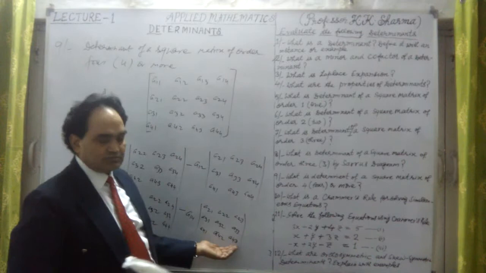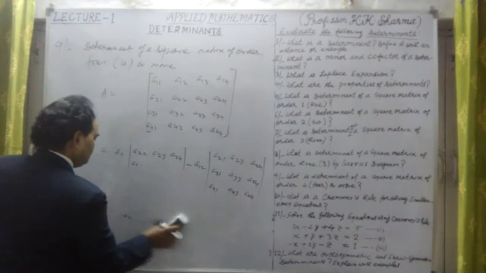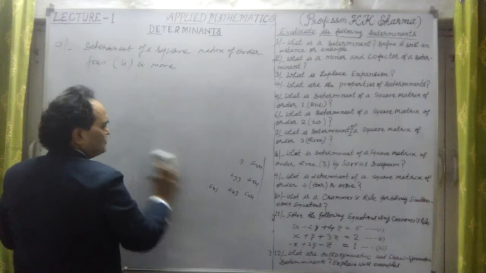I'll take this with a numerical question so that it will be clear. Let me take a numerical question here. If I take a numerical value of order 4, the process is similar to the other determinants.